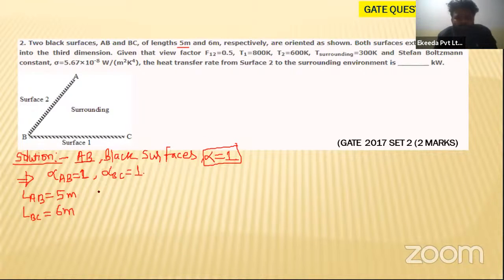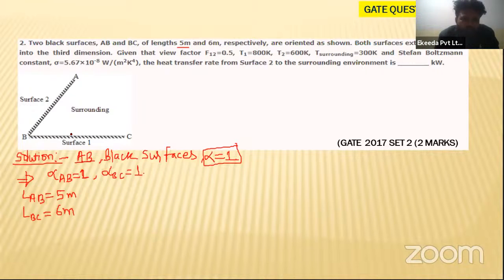Respectively, are oriented as shown. Both surfaces extend infinitely into the third dimension. So both the surfaces are extending into the third dimension. Given that the view factor F12, so what have they given?